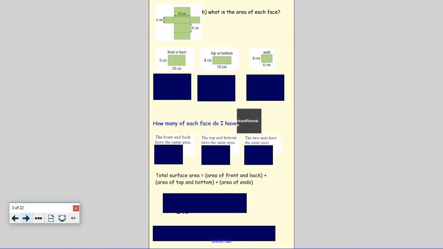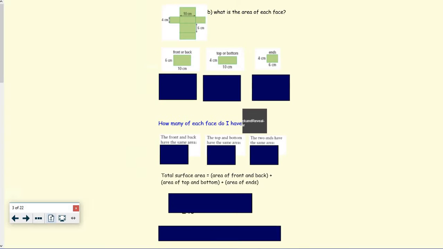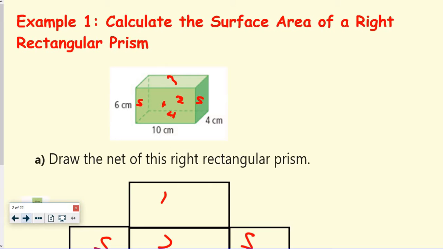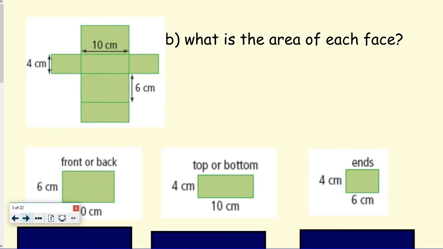Once we've drawn it out, what is the area of each face? If we flip back, we can see that this side is 6 centimeters, this side is 10 centimeters, and this side is 4 centimeters. So we need to go back and assign the right amount of centimeters to each edge. This one was 4 centimeters, this one was 6 centimeters, and this one was 10 centimeters.